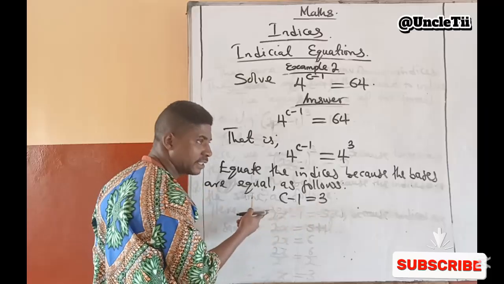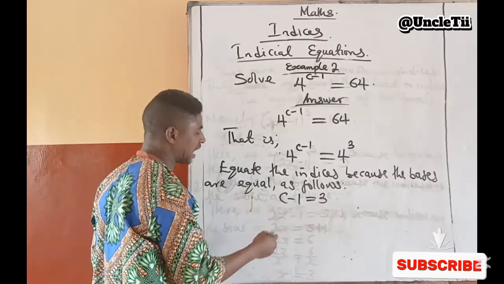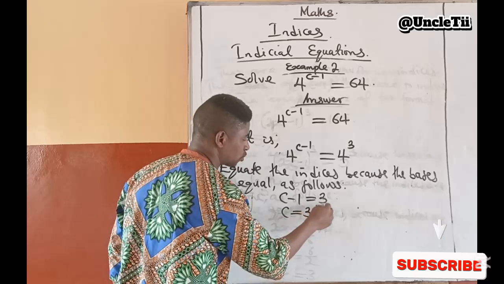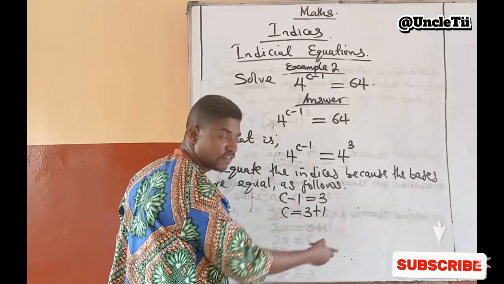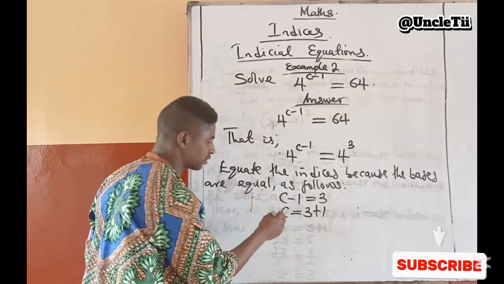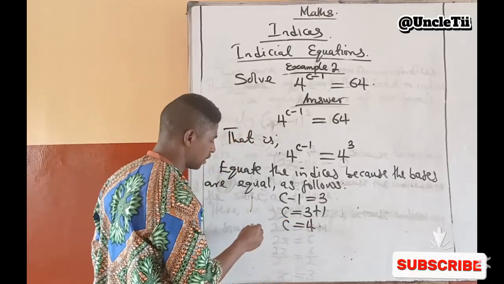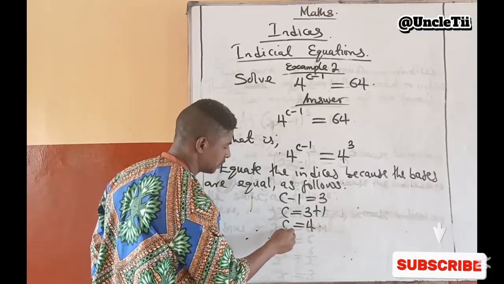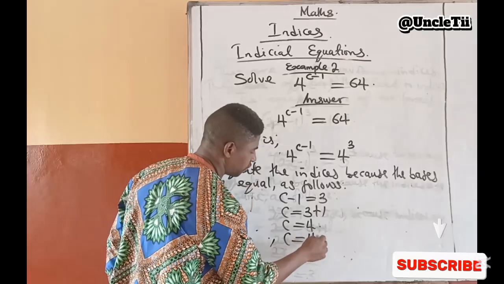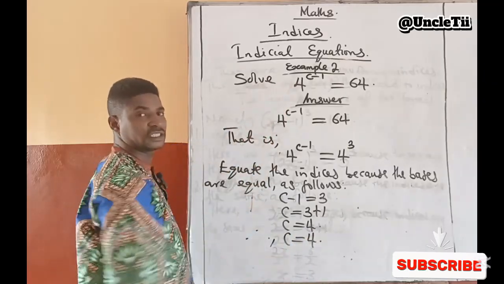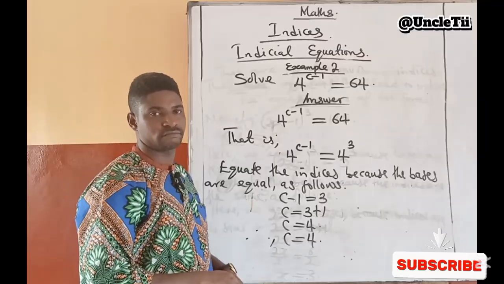This is a nice, simple equation. So collect like terms to solve it. c will be equal to 3 plus 1. When minus 1 moves over the equality sign, it becomes plus. And 3 plus 1 is 4. Therefore, c is equal to 4 is the solution to this indicial equation.